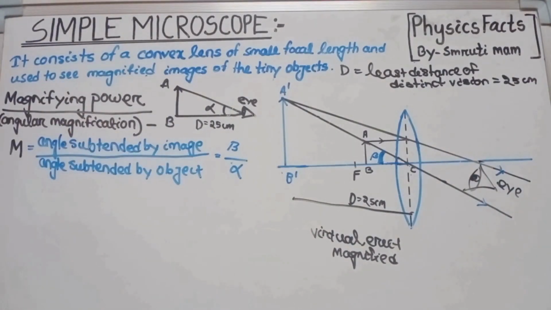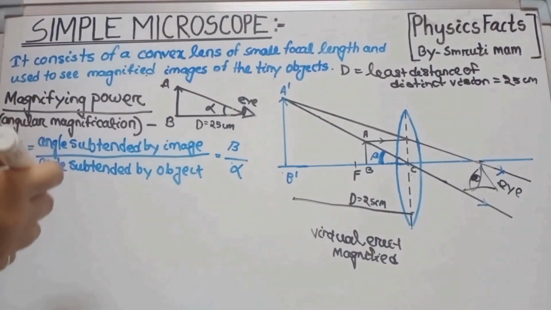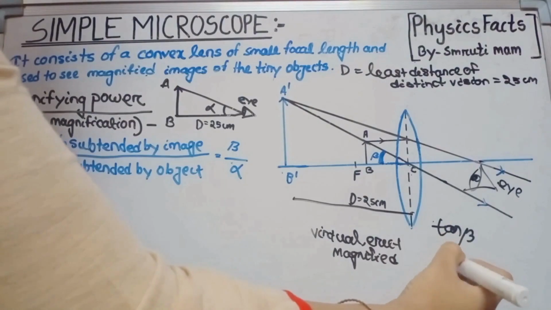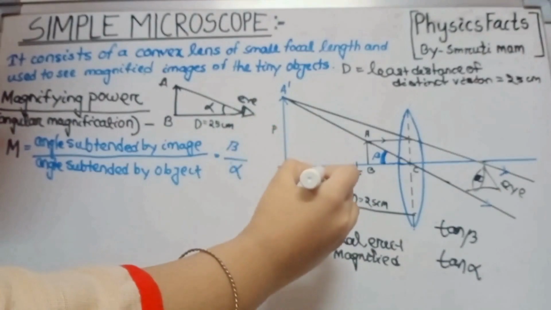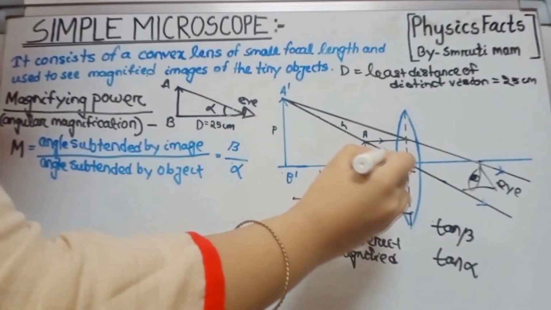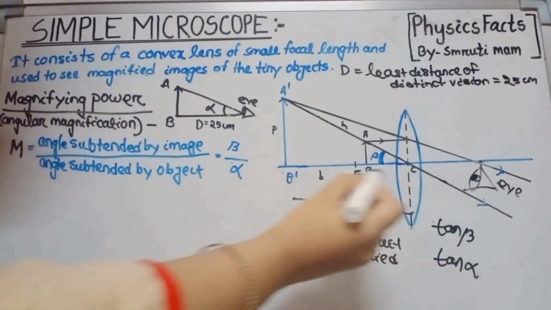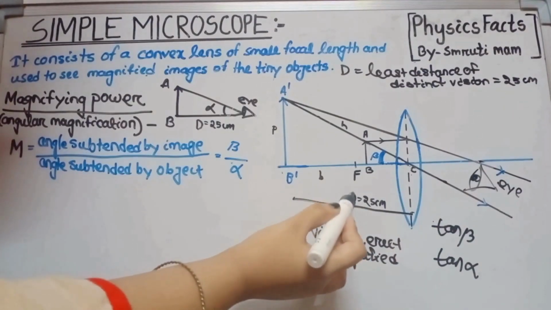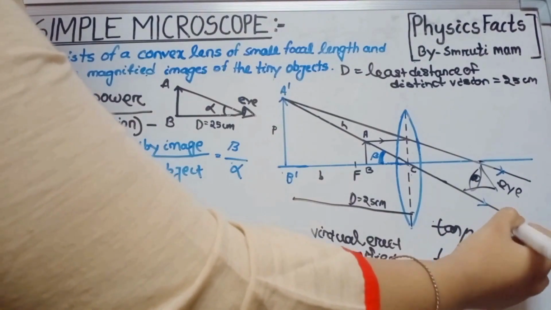Take that beta and alpha are very small angles. So we take tan beta and tan alpha. What is tan beta? This one is P, this one is B, and this one is X. So what is tan beta? A prime B prime by this distance. What is this distance? This distance is the least distance of distinct vision, that is denoted by D. So tan beta equals A prime B prime by D.